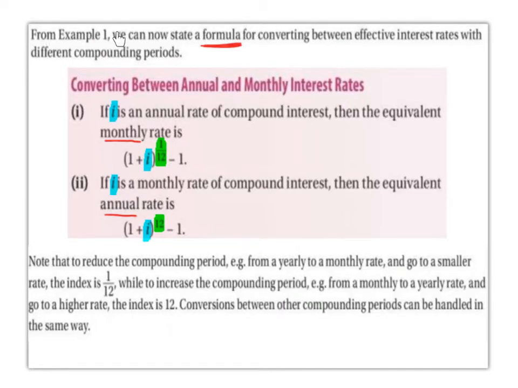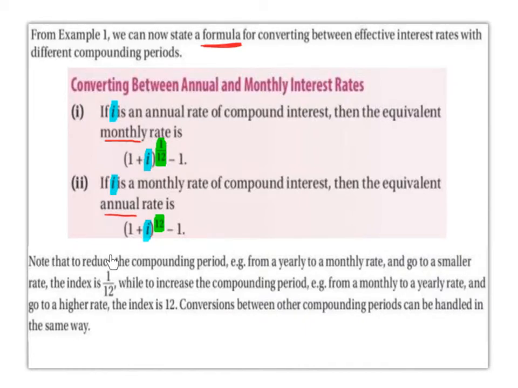From example 1, we can now state a formula for converting between effective interest rates with different compounding periods. So converting between annual and monthly interest rates. If I is an annual rate of compound interest, then the equivalent monthly rate is 1 plus I to the power of a 12th minus 1. And if I is a monthly rate of compound interest, then the equivalent annual rate is 1 plus I to the power of 12 minus 1.